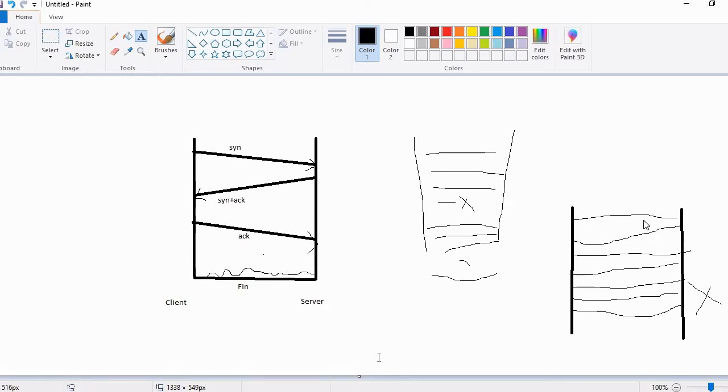So just to confirm, connection establishment is done only one time, at the beginning, but for every packet sent there is an acknowledgement, right? Yes, correct. At the beginning only it will establish the connection using these three steps, then it will start the data transmission.